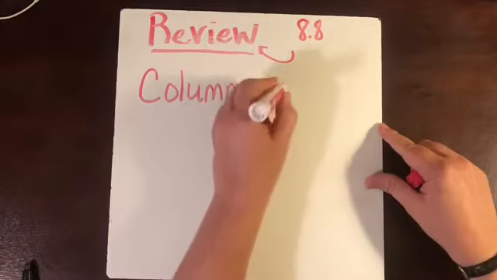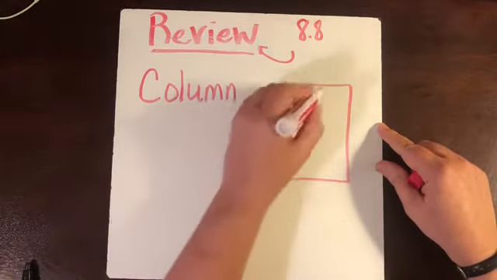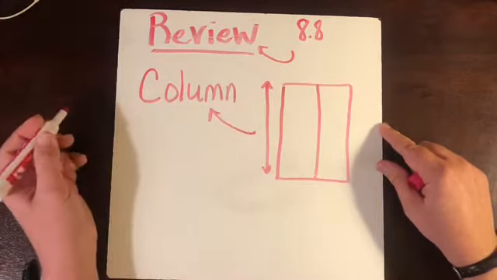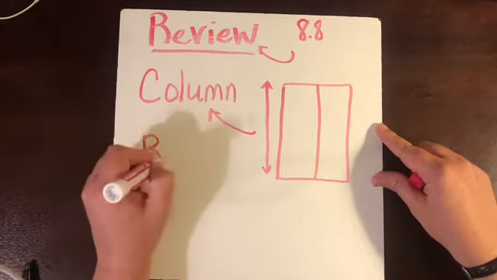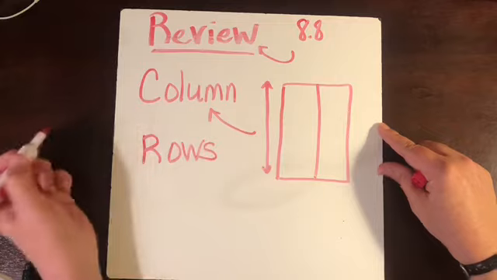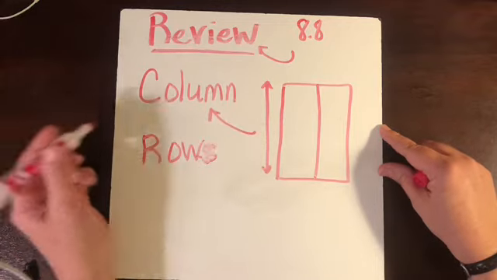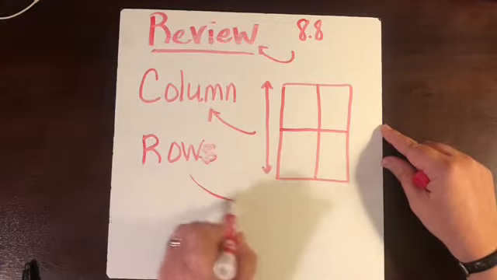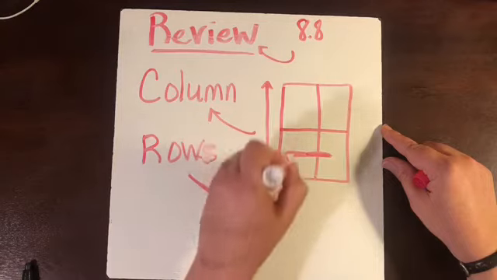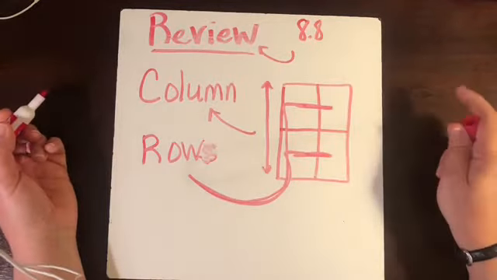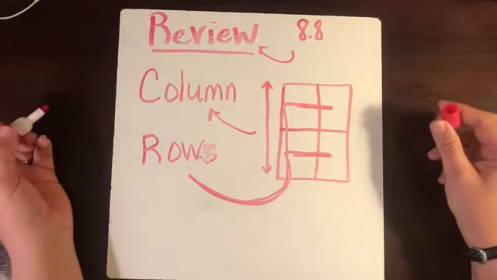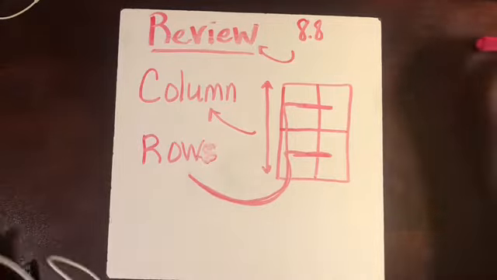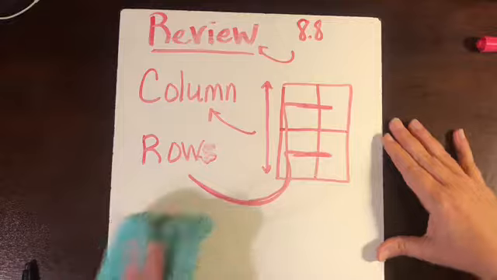Right, so if we have a shape and we divide that shape into columns, going up and down is going to be your column. Okay, and then your next word of review is rows, or you can say a row. If I was to divide that in half, this is my row and this is my row. So I have two rows in my object. That was a small review of our columns and rows because we are going to be working on that today in our 8.8 lesson.